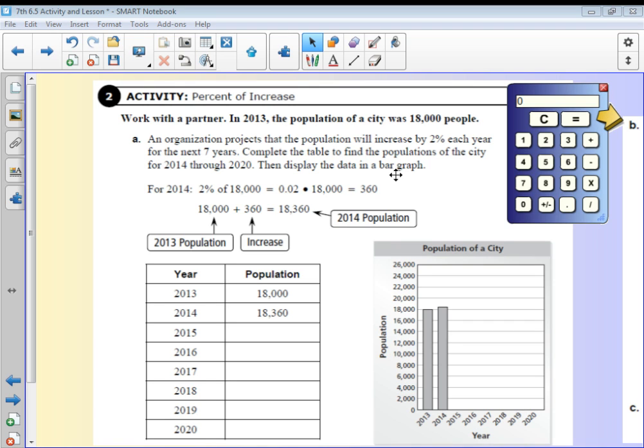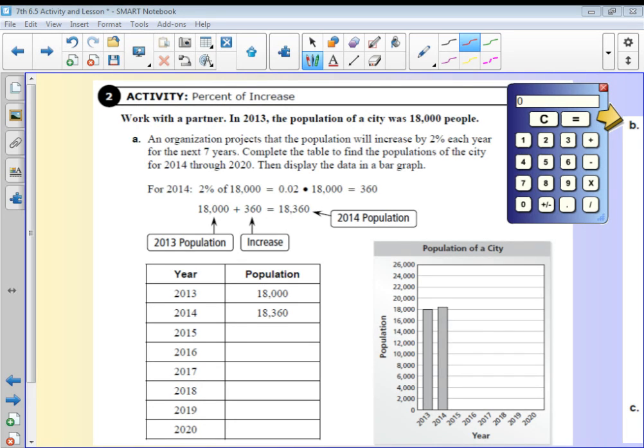Okay, so in this activity, we're going to be working with a percent increase. Remember, an increase is going to make our end answer a larger answer. Here we have the population in 2013 was 18,000, and an organization is projecting that the population will increase 2% each year for the next 7 years. We're going to fill out this table, and then also graph it on a bar graph.